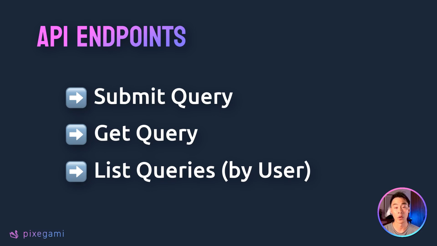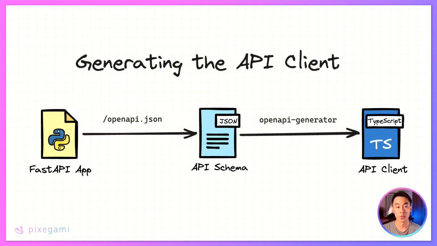These are all the available endpoints of the API. You can submit a query to it as a string, and that will return a unique query ID. You can also get a query if you have its ID. And finally, you'll be able to list the queries for a particular user as well. Now, we'll need a way to access our API from the front end.